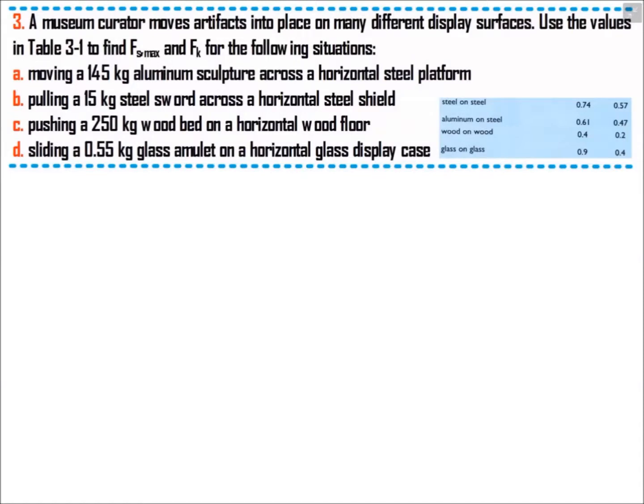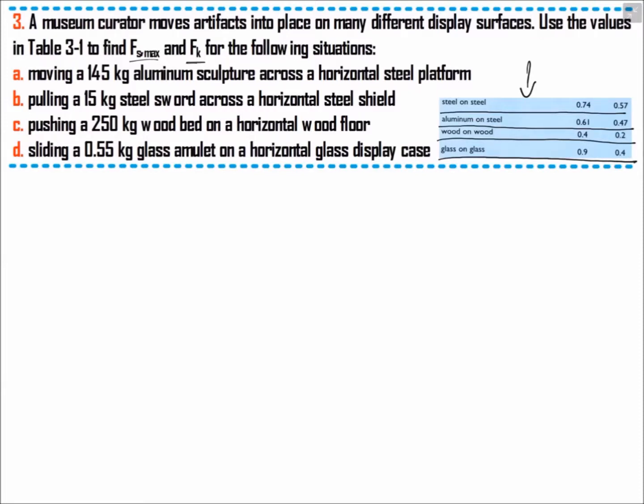Number 1. In this question, it says a museum curator moves artifacts into place on many different display surfaces. Use the values in this table. Then find the Fs and the Fk for the following situation. Steel on steel, I have to use this constant. Aluminium on steel, I have to use this constant. Wood on wood, I have to use this constant. Glass on glass, we have those constants.